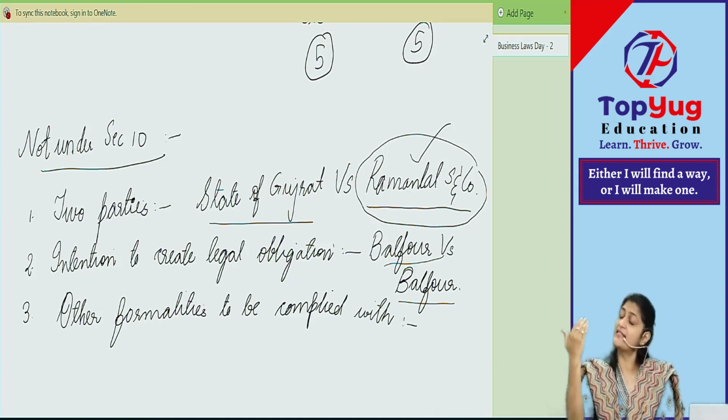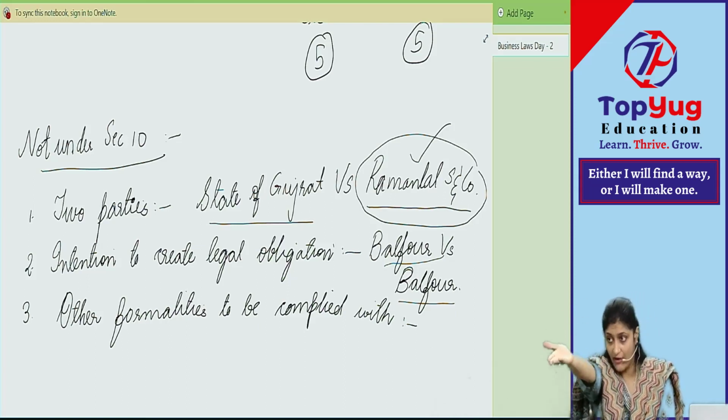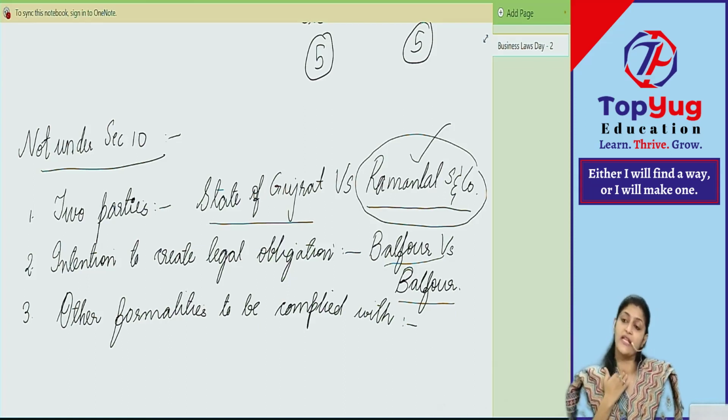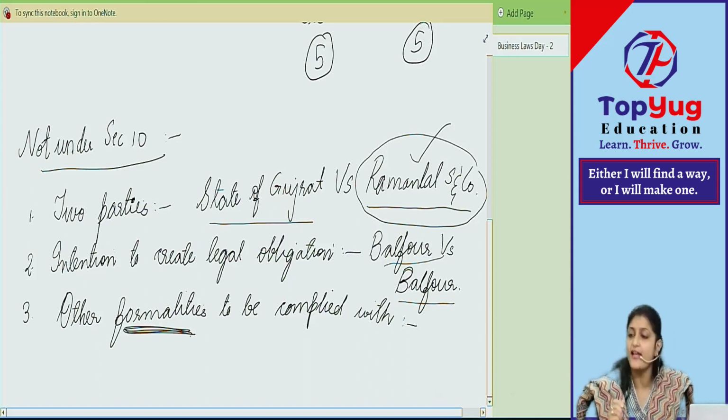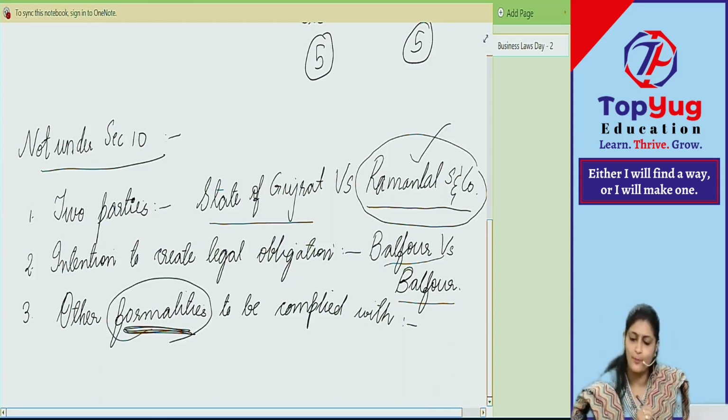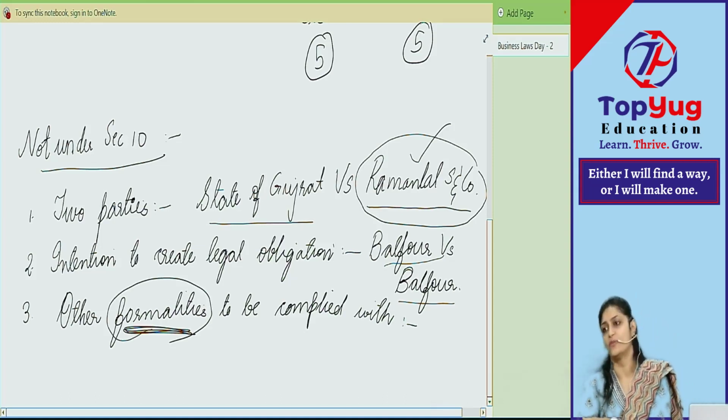If, after giving the proposal and after Dipali accepting, I now say I don't want to sell you my house, can she go to court of law against me? No. Why? Because this was not a valid contract. Why? The formalities were not complied with. Because the formalities were not complied with, it is not enforceable by law.